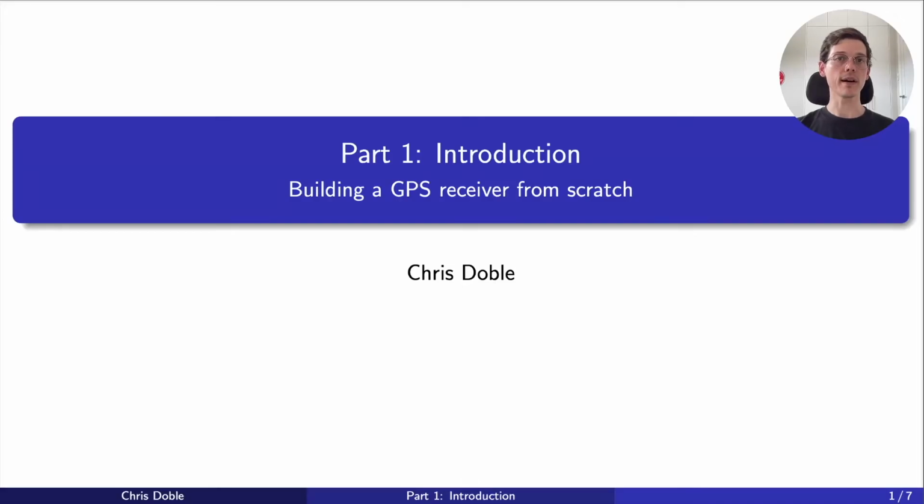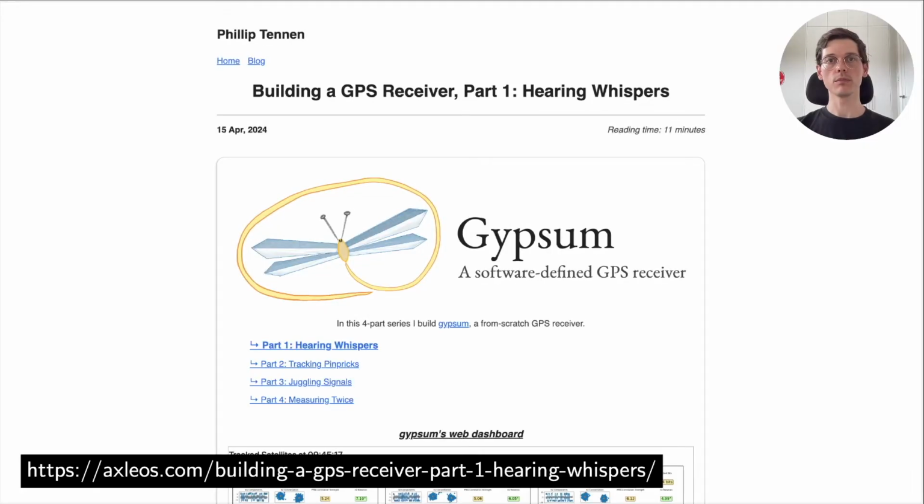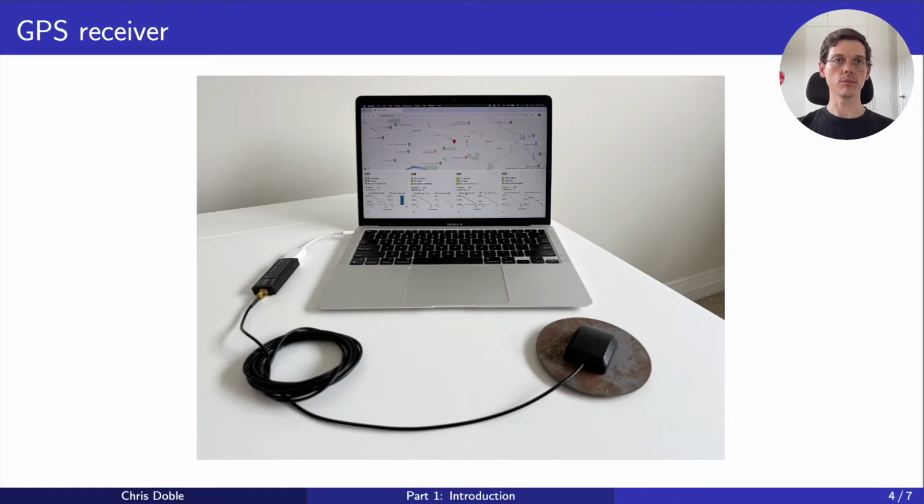I recently read some great articles about how GPS works, like this one from Bartosz Chehanovsky, and this one from Philip Tenon. I've left links to them in the description. After reading them, I found that I still wanted to know more, so I decided to build my own GPS receiver from scratch. And here it is in action.